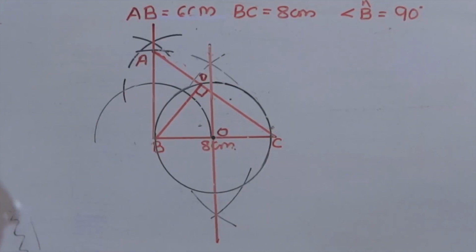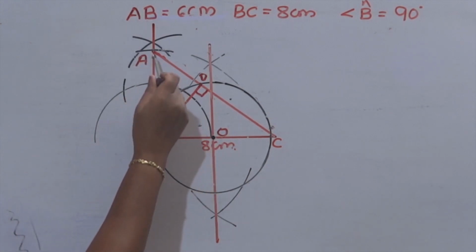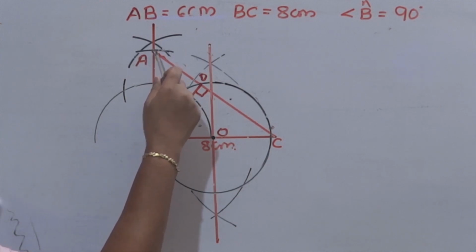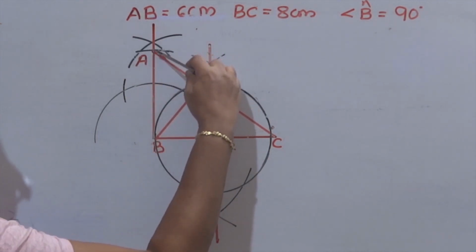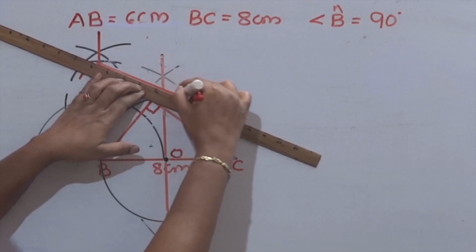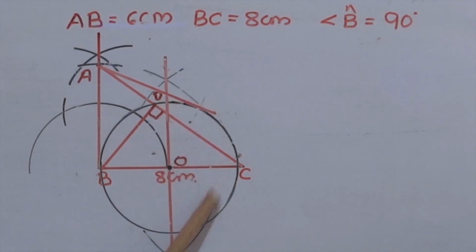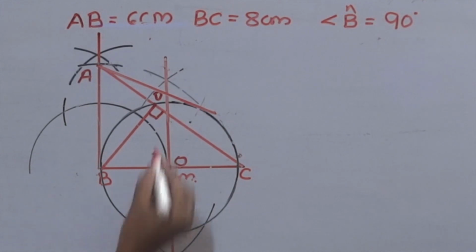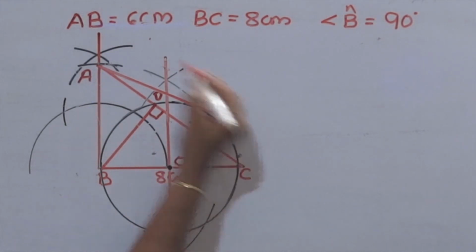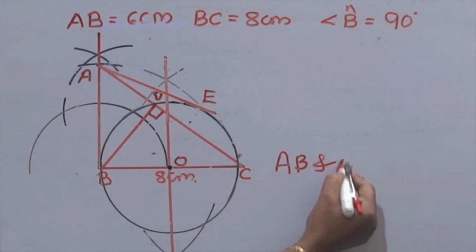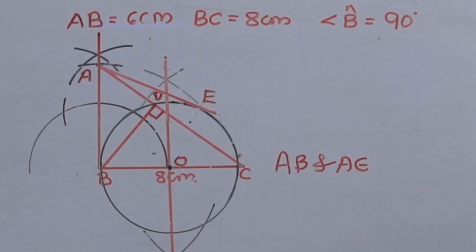To do this, you can follow 2 ways. One way is take the distance from point A to point B, keep the needle at point A, mark an arc on the circle. Join point A to the arc marked on the circle. Here we have got one more tangent. Let us name this as E. Now AB and AE are our tangents.